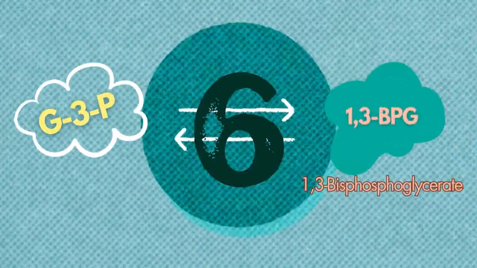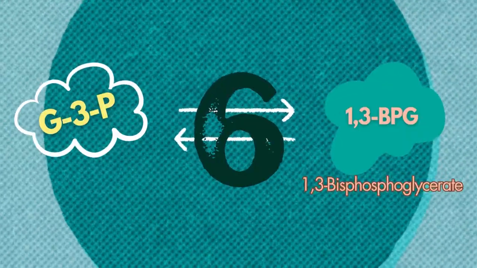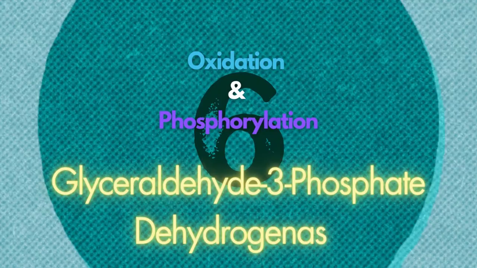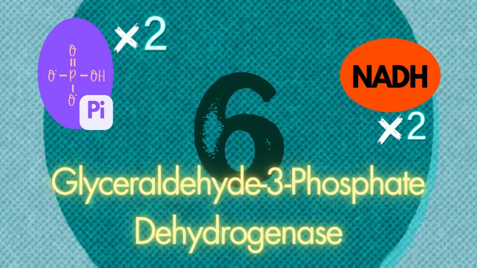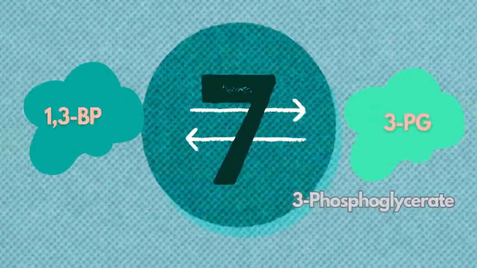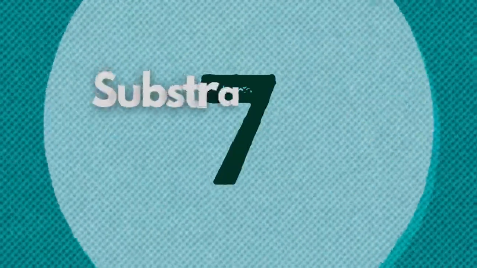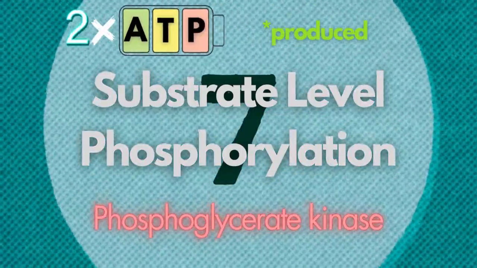After that, the payoff phase starts, where 2 molecules of glyceraldehyde 3-phosphate generated in the preparatory phase are converted into 2 molecules of 1,3-bisphosphoglycerate in a process called oxidation and phosphorylation in the presence of the enzyme glyceraldehyde 3-phosphate dehydrogenase. Oxidation corresponds to the removal of hydrogen, which is taken up by NAD positive, and phosphorylation is done by an inorganic phosphate molecule. After that, in step 7, 1,3-bisphosphoglycerate is converted into 3-phosphoglycerate. This step is known as substrate level phosphorylation, catalyzed by the enzyme phosphoglycerate kinase. This step involves the generation of 2 ATP.